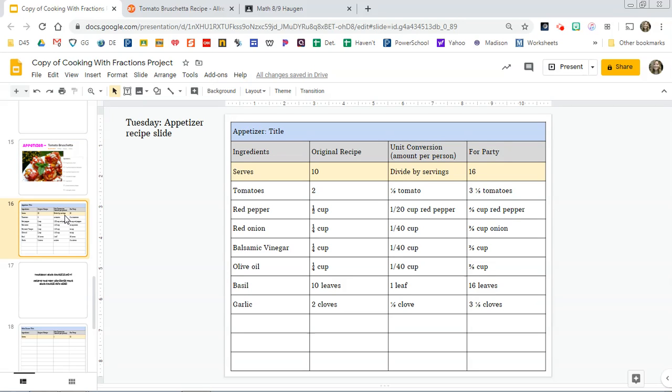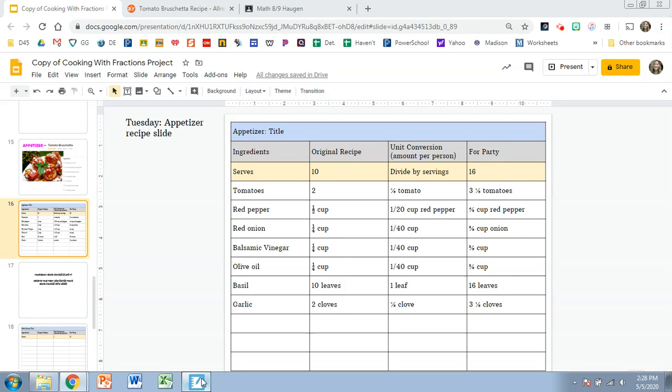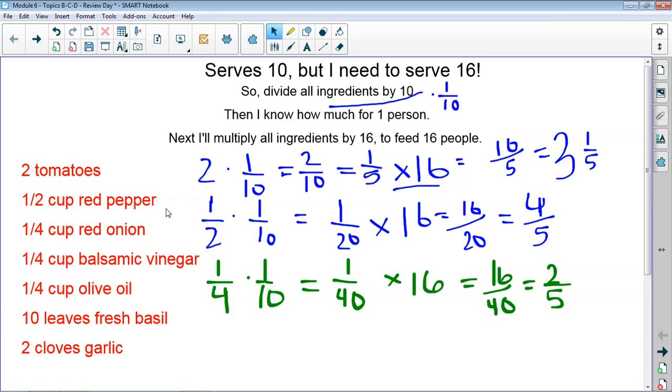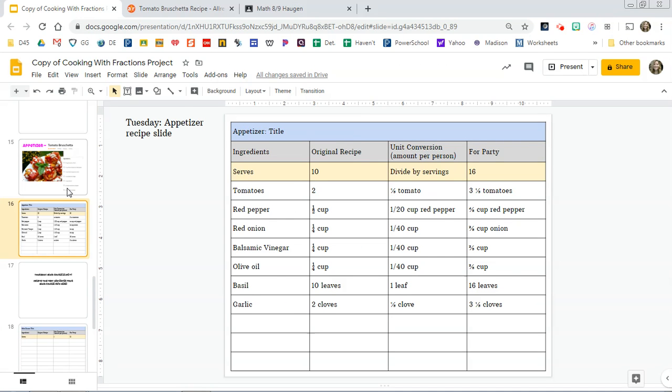It's really just dividing by the number of servings, and then multiply that by how many people you're going to serve. If dividing by 10 doesn't seem easy because it's fractions, I multiplied by the reciprocal. Just flip it. Yes? Hope that helped a little bit.